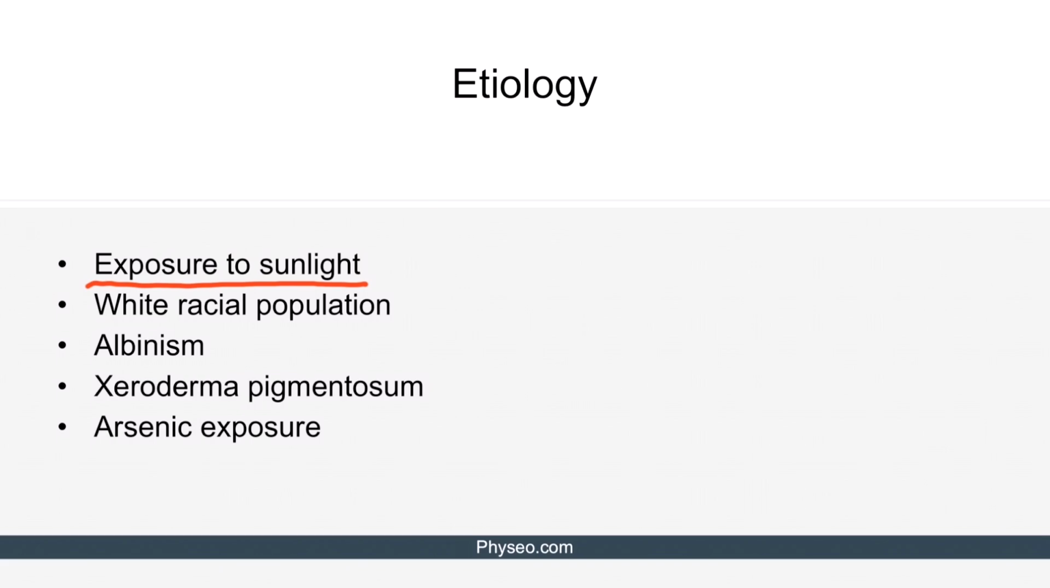Now, people who tend to work outdoors or who are constantly exposed to sunlight are at greater risk of developing basal cell carcinoma. Also, people with fair skin complexion, such as the white racial population, and albinism are at risk due to absent or reduced melanin. Xeroderma pigmentosum is caused by a defect in DNA repair, leading to increased skin sensitivity to UV radiation, and that can eventually progress to skin cancers. Lastly, chronic arsenic exposure can also lead to basal cell carcinoma.